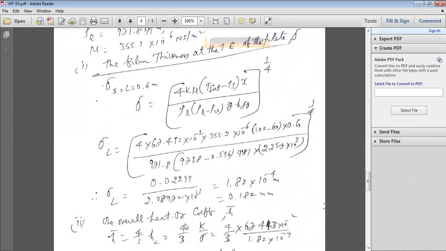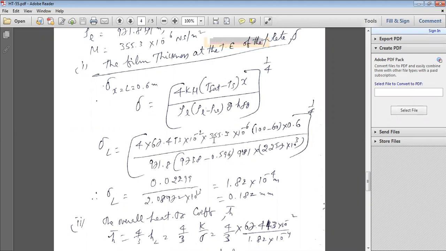Then the second part, the overall heat transfer coefficient. How do you calculate it? That is h bar, the average heat transfer coefficient. h bar is equal to 4 by 3 times h_x. Here x is equal to L, so 4 by 3 times h_L. h_L is equal to K_L by delta L. The general formula is h_x equal to K_x by delta x, so h_L is equal to K_L by delta L. So our general expression is 4 by 3 times K by delta.